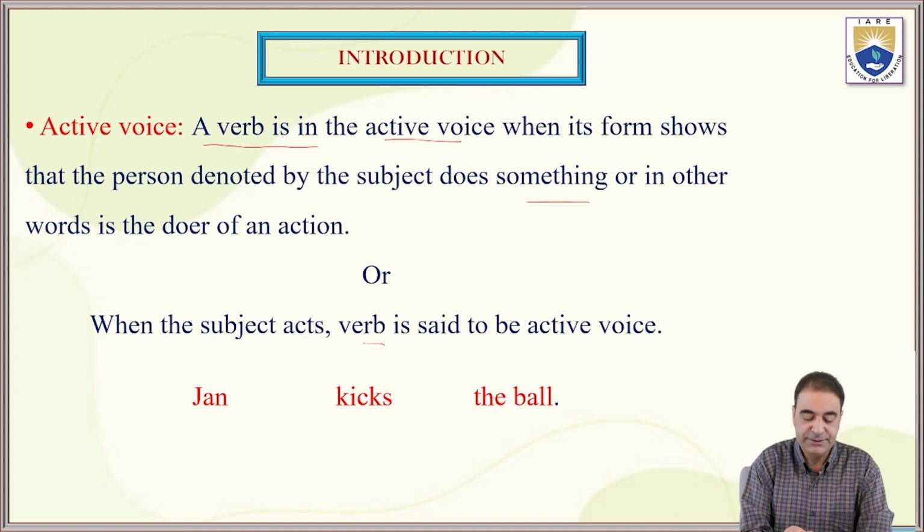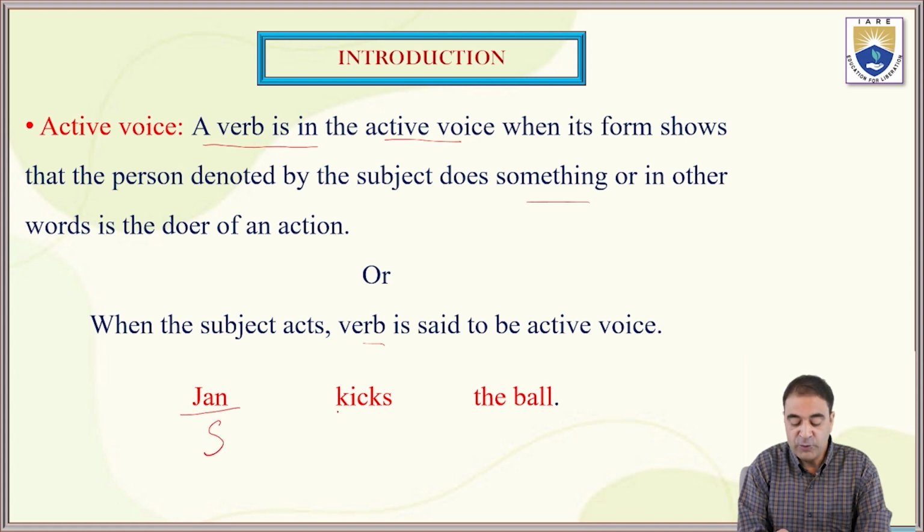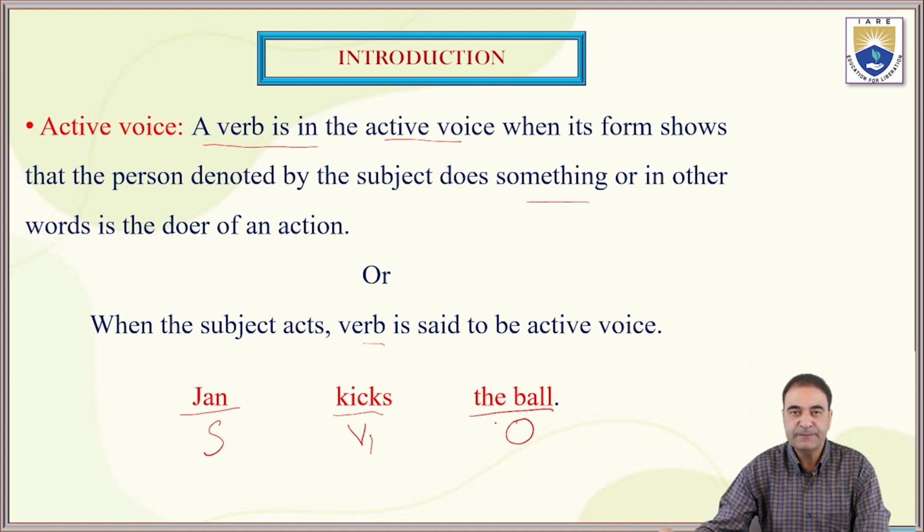For example, here we have John, this is the subject. Then we have the verb kicks, this is the verb in first form. Then we have the ball, it is an object. Here in this sentence, it is John as a subject who acts. And what's the act? The act is kicks. Therefore, we can say that the verb kicks is in active voice.